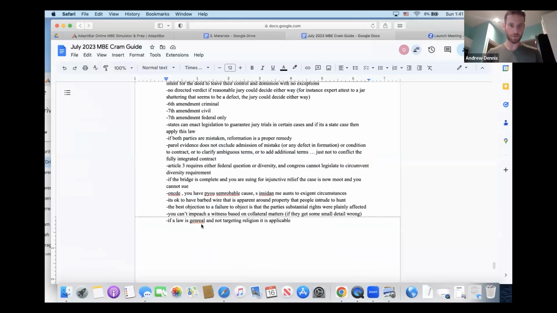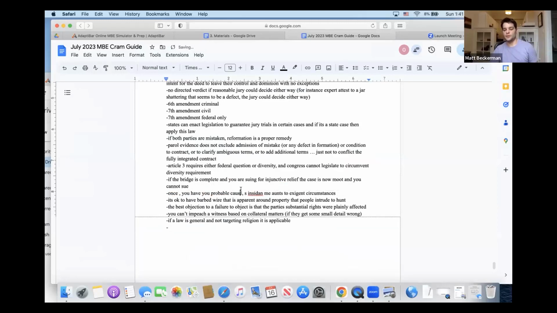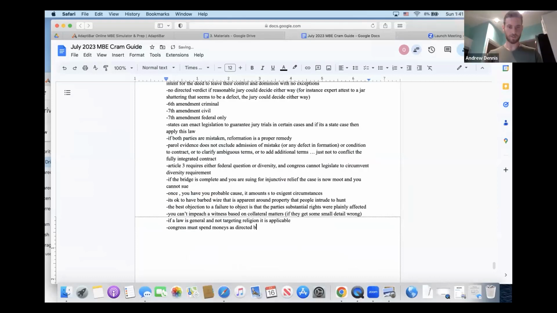So if a law is general and not targeting a religion, it's applicable. We said that. What was the last thing we said? The last question was, if Congress directs spending, the president and the agencies have to spend it the way that Congress intended. They can't refuse it by vetoing it and hoping that it doesn't get passed over the veto. Federal agencies must spend monies as directed by Congress.